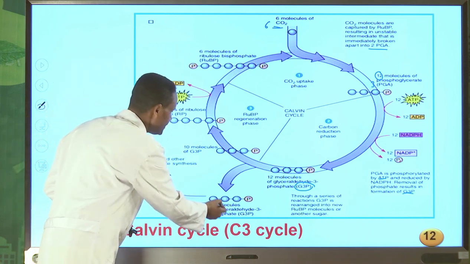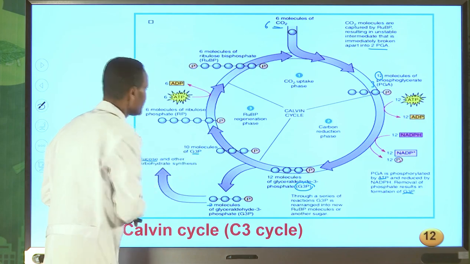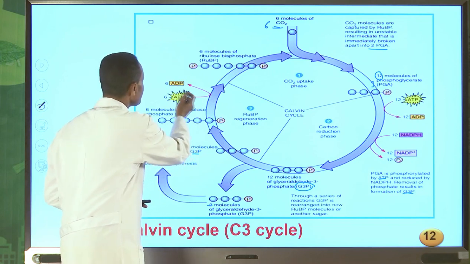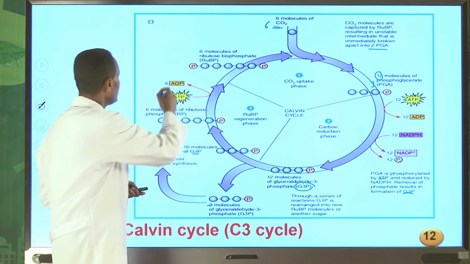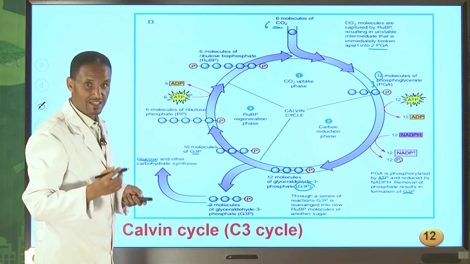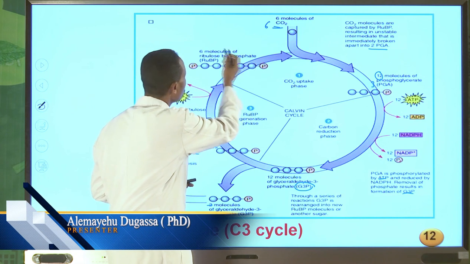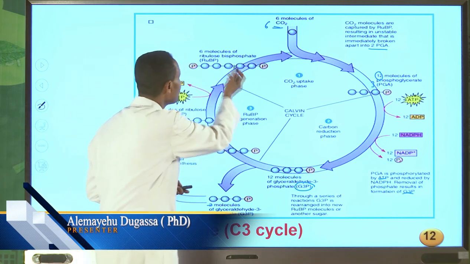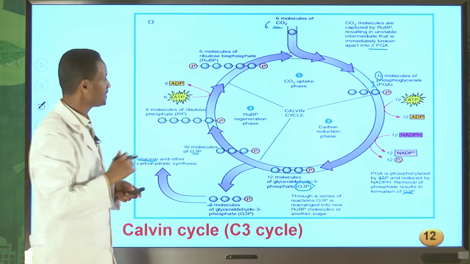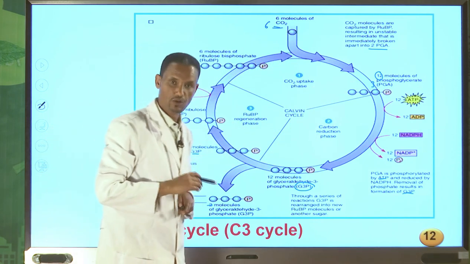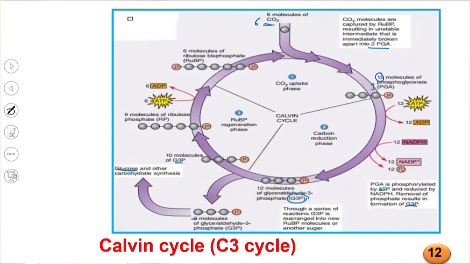The other remaining 10 molecules of glyceraldehyde 3-phosphate are converted into another compound, forming 6 molecules of ribulose phosphate. Then 6 molecules of ATP are converted into ADP. As a result, energy is released, and that energy helps to phosphorylate the compound to ribulose bisphosphate. This is the regeneration of ribulose bisphosphate. At the beginning, carbon dioxide is accepted by ribulose bisphosphate, which is changed to another compound, but at the end of the Calvin cycle, ribulose bisphosphate is regenerated.